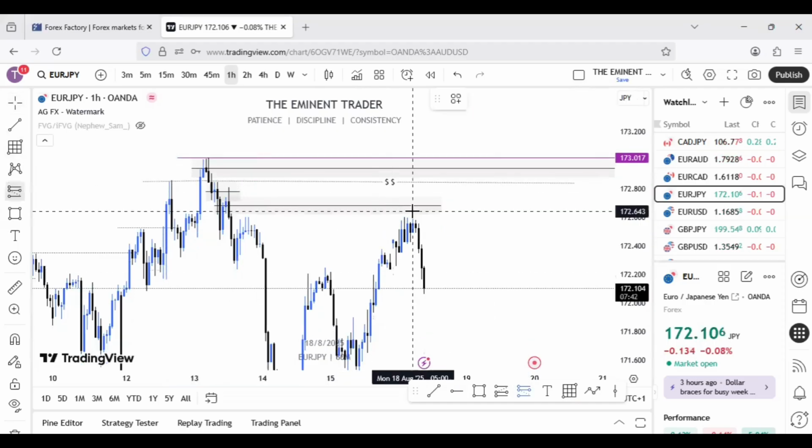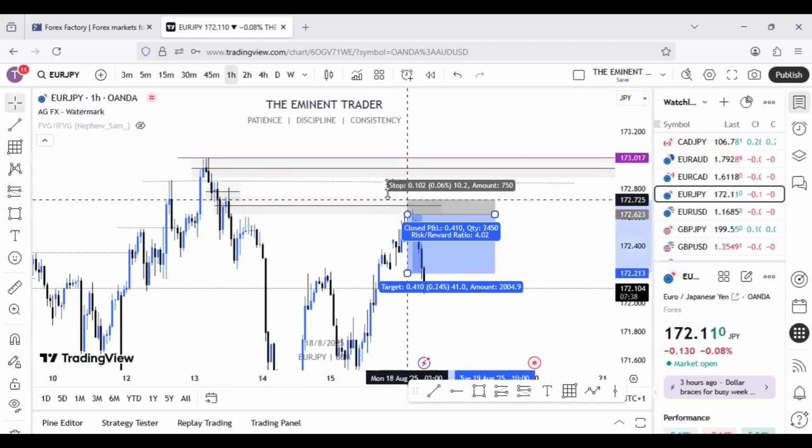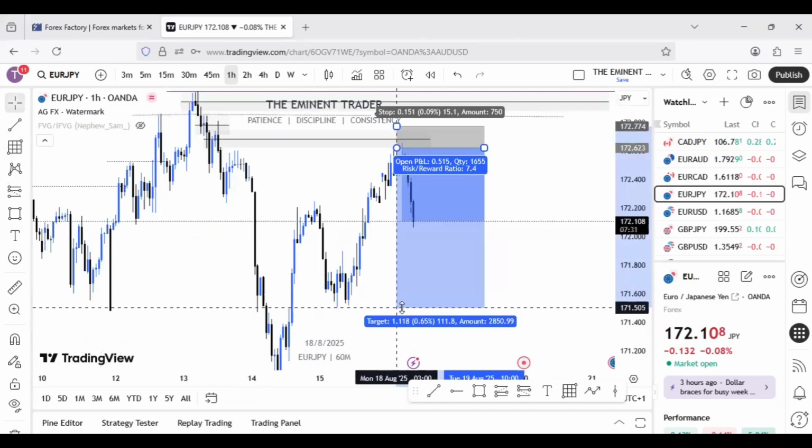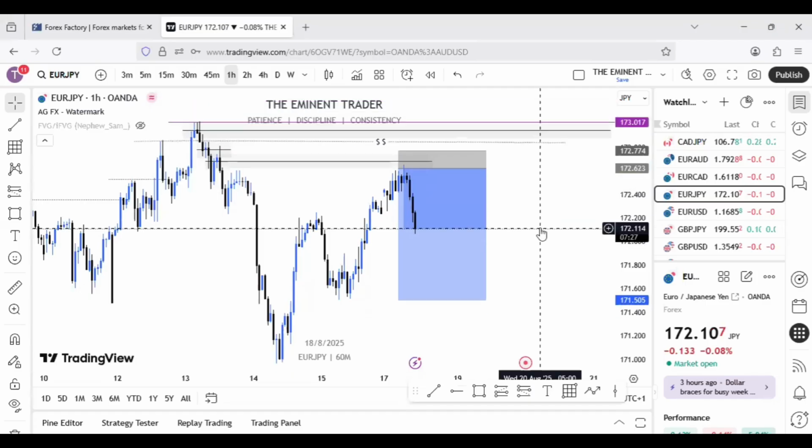This is a running trade, the running setup on this, and this is the target. This is a 7-hour trade. Currently running.